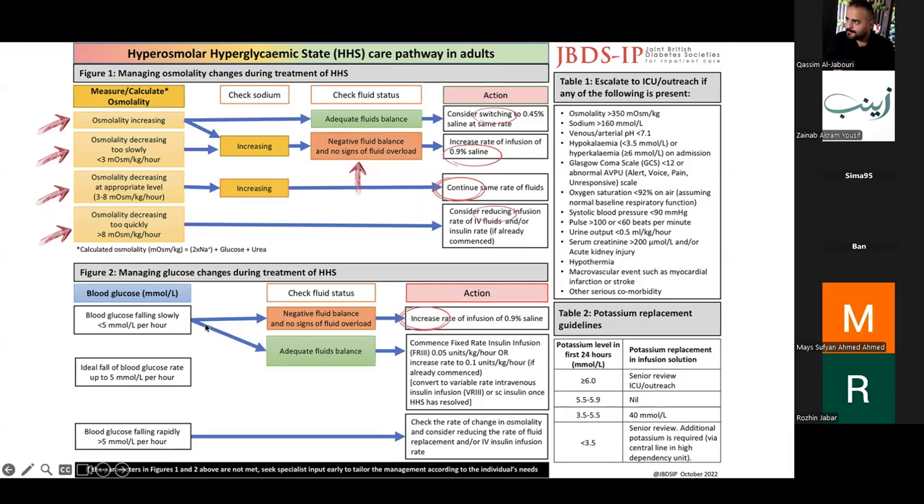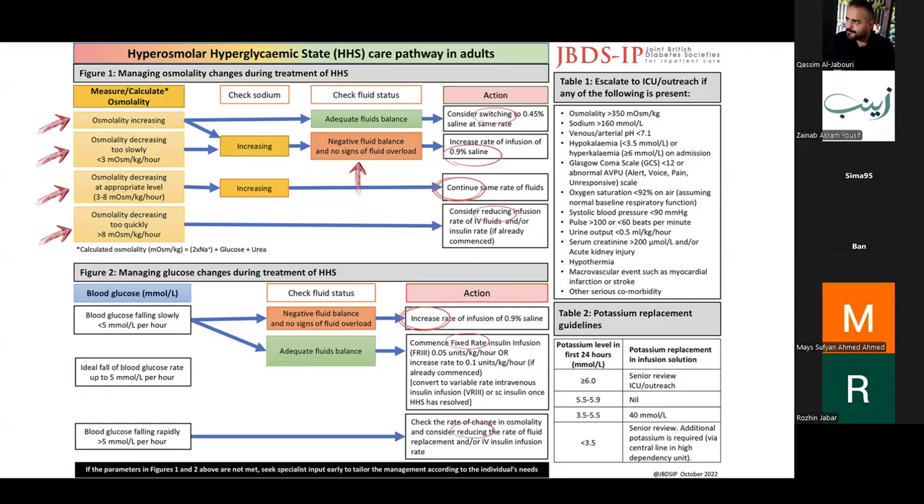Good. On the other hand, the same applies to the blood sugars. So when the sugars are not responding well to fluids, you need to increase the rate of infusion. And if the patient is adequately filled, then that's when you need to start the fixed rate insulin infusion. And if the sugars are going down too fast, that means they will change the osmolality very quickly. That's when you need to reduce your infusion rate or slow down the insulin or stop it.